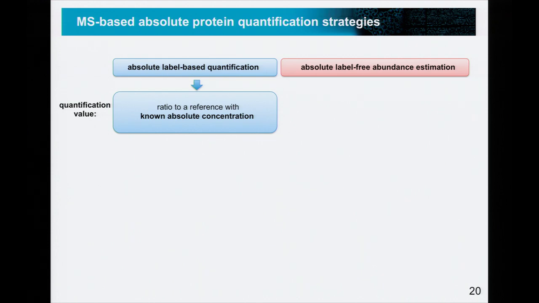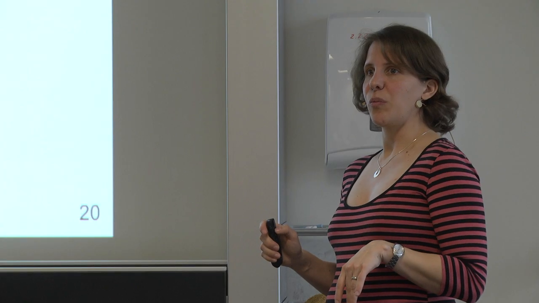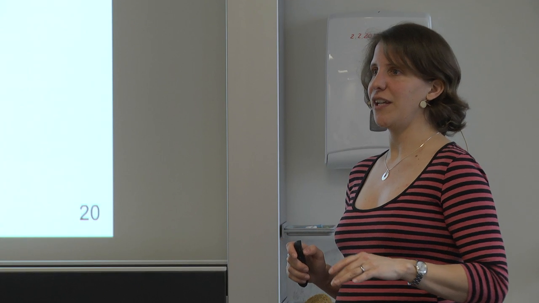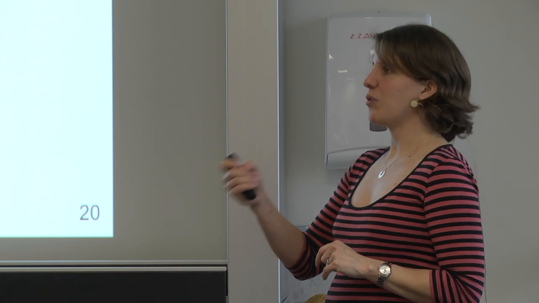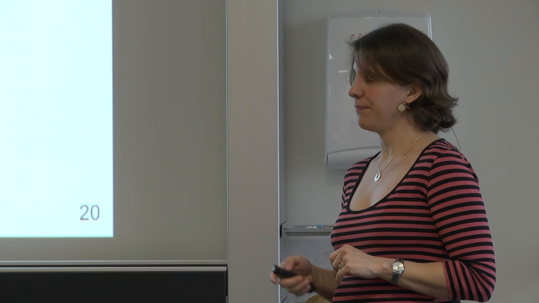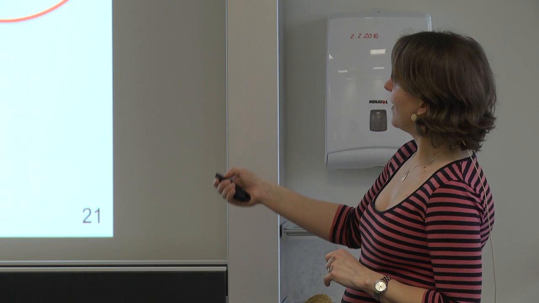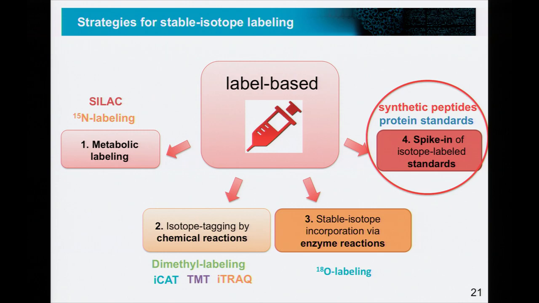And what you do here is you need to add a labeled reference molecule with a known absolute concentration. That's the only difference compared to this relative quantification we just discussed. The concentration of the reference in absolute quantification needs to be precisely known. And this is typically only achievable with this fourth group that I introduced to you, because only here you have purified reference molecules in your hand from which you can determine the concentration, and then you can spike in a known amount into your sample.